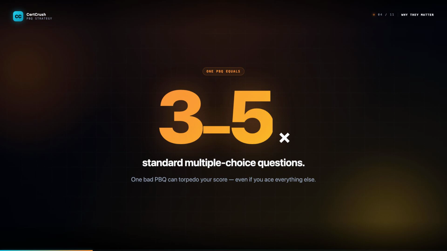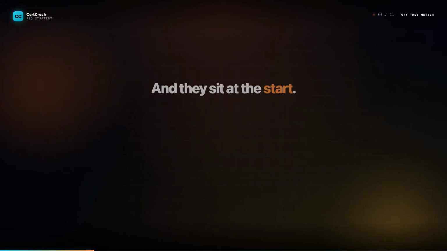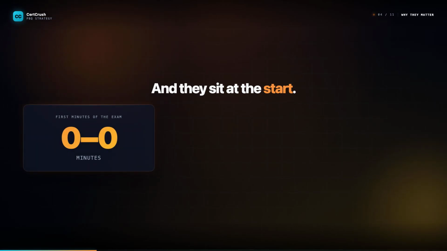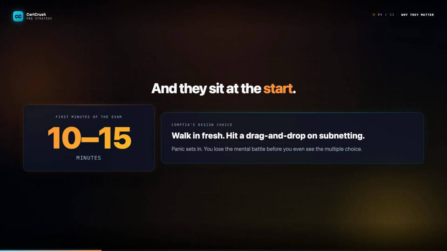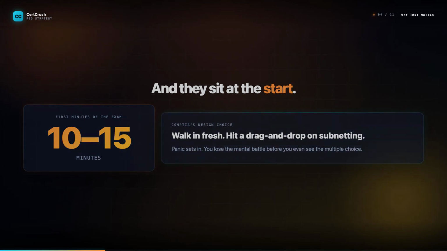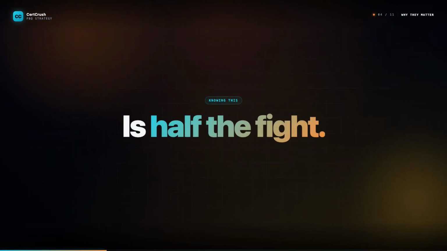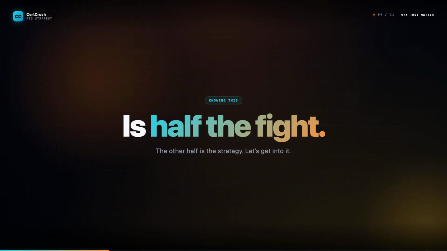And here's the second thing most candidates miss. PBQs usually sit at the start of the exam. CompTIA, for example, typically front-loads the PBQs in the first 10 or 15 minutes. This is a deliberate design choice, and it is a psychological trap. You walk in fresh, confident, ready to go, and the first screen hits you with a drag and drop on subnetting. Panic sets in. You lose the mental battle before you even see the multiple choice. Knowing this is half the fight. Let's talk about the other half, which is the strategy.